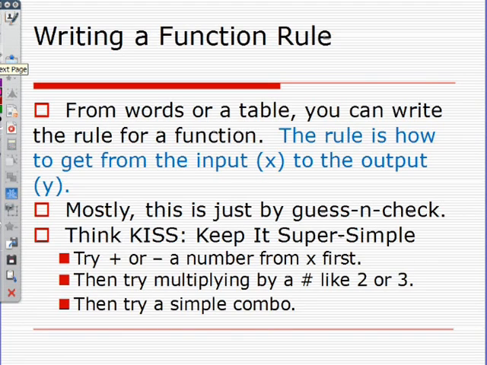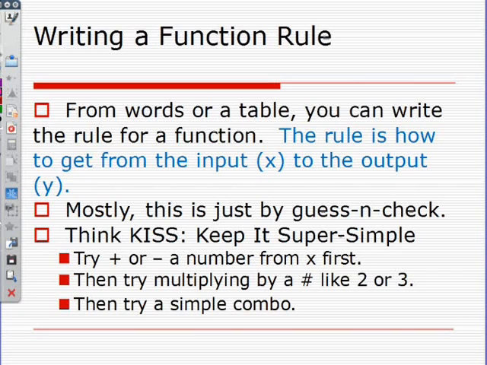First thing, writing a function rule. Now, you've all done this in the past, right? We take from the words or from a table, we take the function and we write the algebra for it. So we want to know how we get from the input value, which is x, to the output value, which is y.